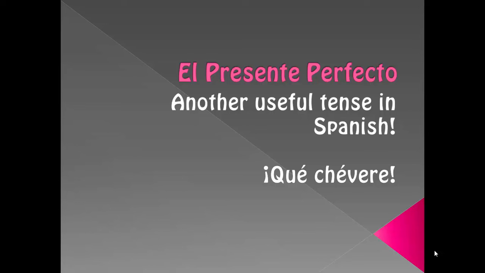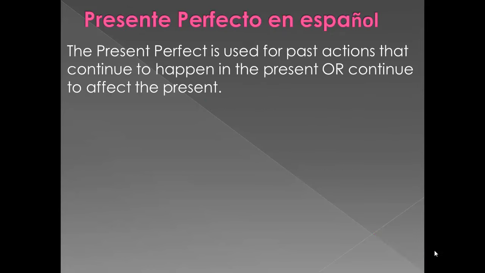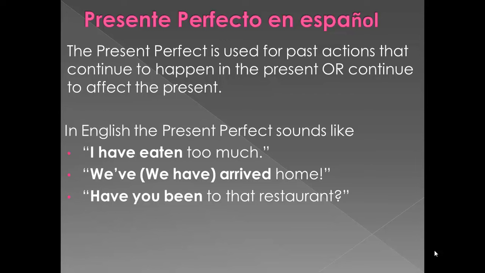Spanish. Get excited. Okay, so the present perfect is used for past actions that continue to happen in the present or continue to affect the present. In English, some of those might sound like I have eaten too much, we've arrived home, or we have arrived home, or have you been to that restaurant? We have been friends for 20 years.